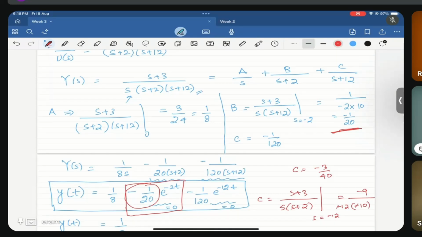Okay. So 3 nines are 27, 3 fours are 12, 20. Oh yes, it is 3 by 40. Sorry, you are right. It is 3 by 40. C is 3 by 40. Thank you, Neeraj. So you can correct this value as 3 by 40.